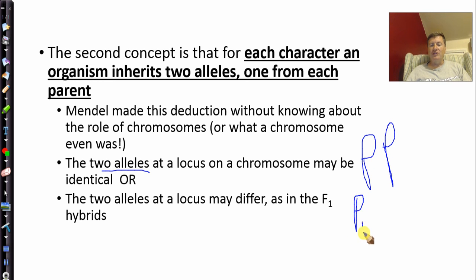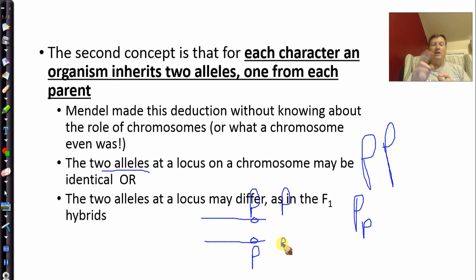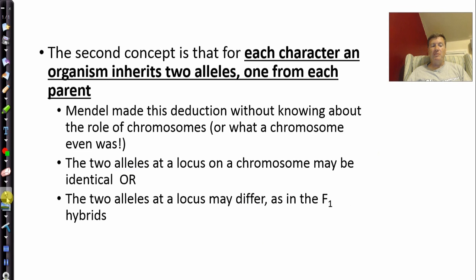And I keep drawing these little letters, and that'll be clear here in a second why I'm doing that. But when you look at the locus, remember that previous slide, that location on the chromosomes, they could be the same versions, big P, or they could be different versions, big P and a little p. So he concluded, though, that not only must there be two versions, but that you inherit a version from a parent.